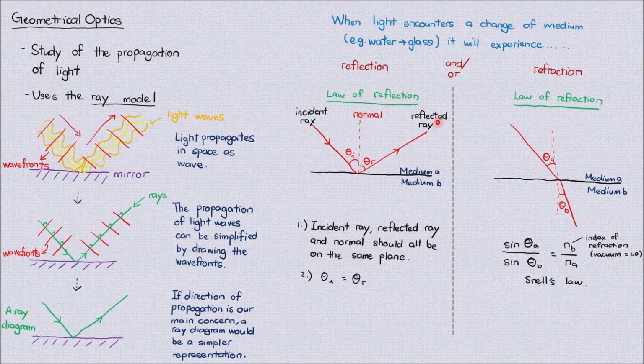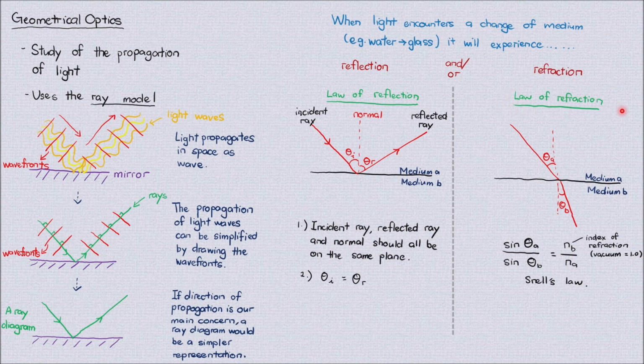You don't have something pointing out of the page or into the page in this case. Then the second characteristic of the law of reflection is that the angle of incidence, which is the angle between the incident ray and the normal, will be equal to the angle of reflection, which is the angle between the normal line and the reflected ray. These two angles should be equal. That's what you learned in your SPM. You just need to revise it, because it might be relevant for your study when it comes to spherical mirrors and lenses. Next, you learn about the law of refraction.